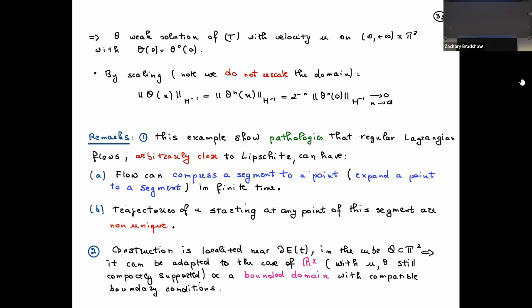First of all, it shows some pathologies: regular Lagrangian flows that can be arbitrarily close to Lipschitz. You can go as close as you want to Lipschitz, that these regular Lagrangian flows can have. And before our work, this was not known to be possible. So first of all, the flow can compress a segment to a point, and of course, expand the point to a segment in finite time. And you also have point-wise non-uniqueness of trajectories starting from these segments.